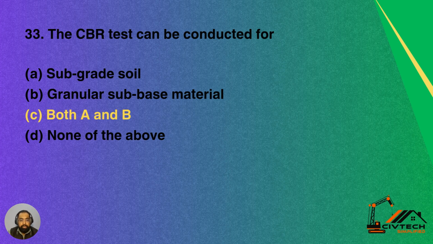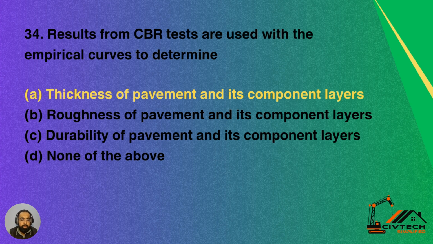Question number 33. The CBR test can be conducted for option A, subgrade soil, option B, granular subbase material, option C both A and B, option D none of the above. So both A and B are the correct answer. The CBR test can be conducted for subgrade soil as well as granular subbase material. So option C is both A and B, which is the correct answer for this question.